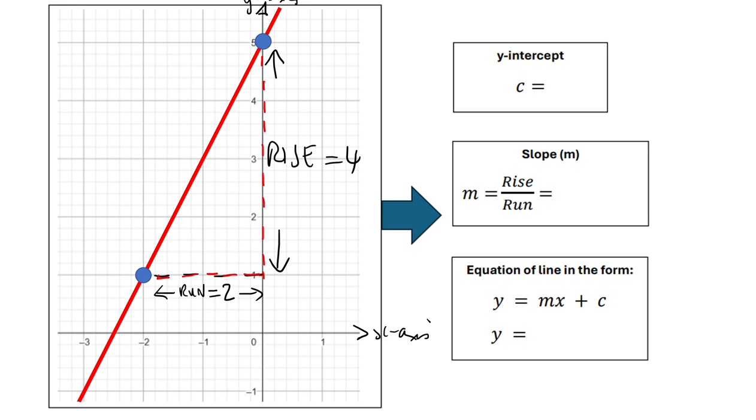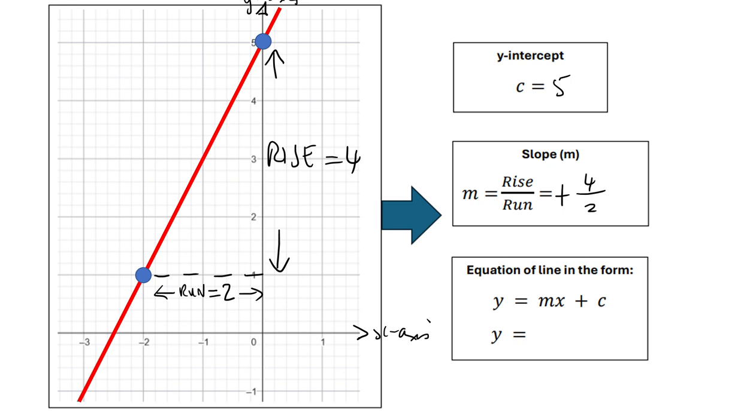So now we start filling in here. When we start filling in, we get our C value, our y-intercept. Where is the line crossing the y-axis? It crosses it at 5, so C equals 5, and that's mapped into that. So that's where it crosses the y-axis. Crosses the y-axis.